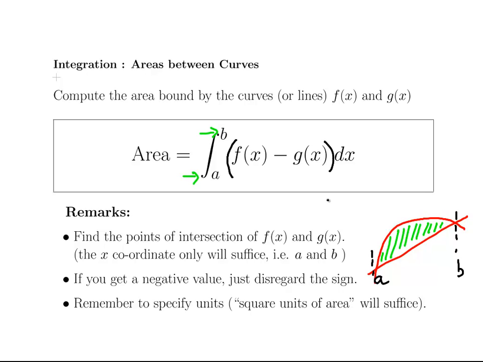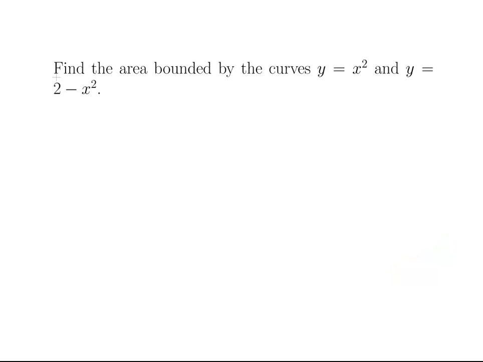Find the points of intersection. If you have a negative value, just disregard the sign. Essentially, the definite integral of g of x would have been greater than f of x, and your arbitrary choice of what should have been f of x and g of x, you probably would have been better off to reverse it. And remember to specify units. In this case, square units will suffice, but on an ongoing basis, just remember to specify units.